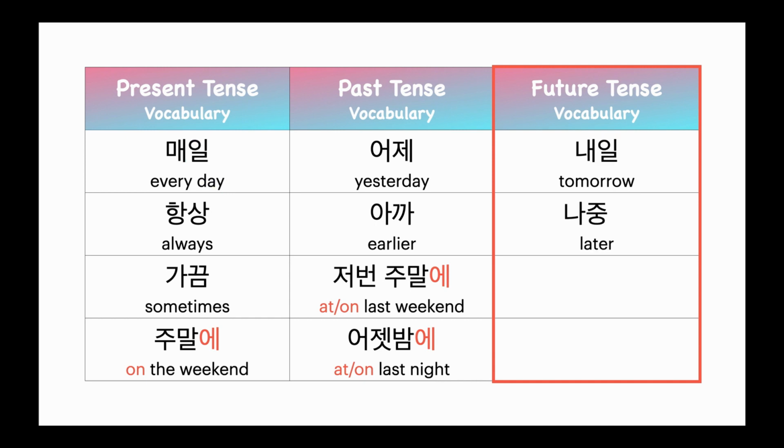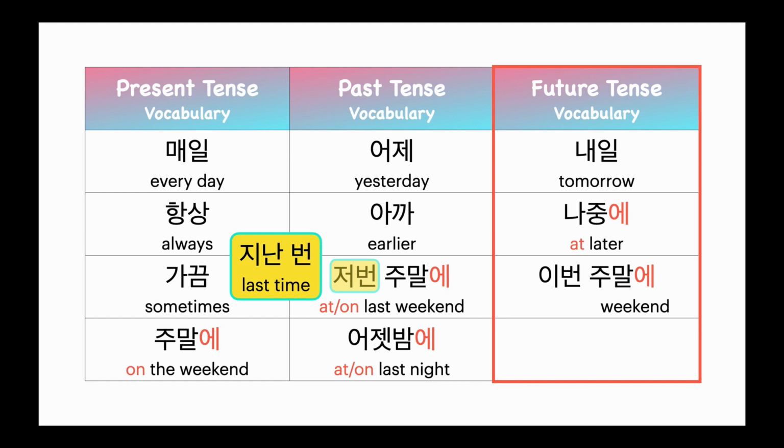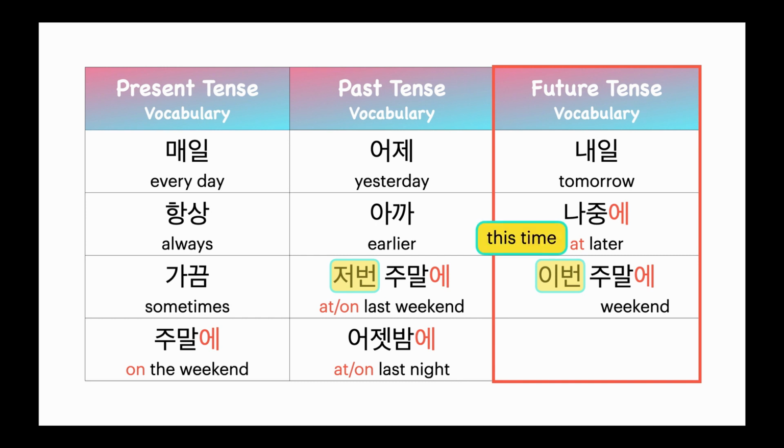Next we've got 나중에, later, which technically translates in English to at or on later. 이번 주말에. What do you think this one might mean? We've got 주말, weekend, and if 저번 is an abbreviation of 지난번, last time, then what do you think 이번 means? This time, which means 이번 주말에 is this weekend. Technically, this time weekend. And again, notice that we've also added 에.